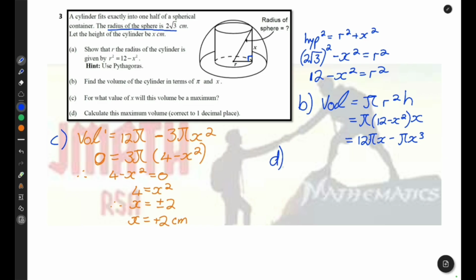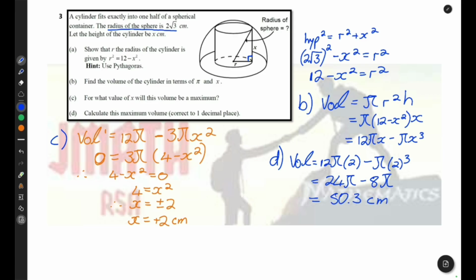Question D, calculate the maximum volume correct to 1 decimal place. So I have a formula for volume. I can now just go and sub in the x that I just found. So 12 pi times 2 minus pi times 2 cubed. I can just type that in the calculator, but that would give me 24 pi minus 8 pi. So the final answer would just be equal to 16 pi, but that is not good enough if I'm working with volume and they're telling me 1 decimal place. So the answer should then be 50.3 centimeters cubed.